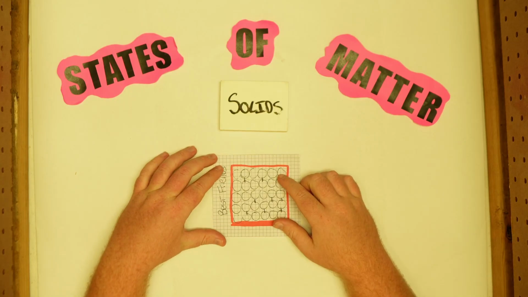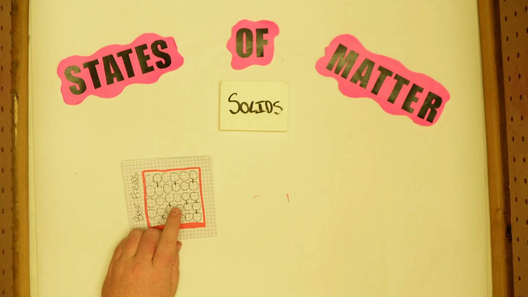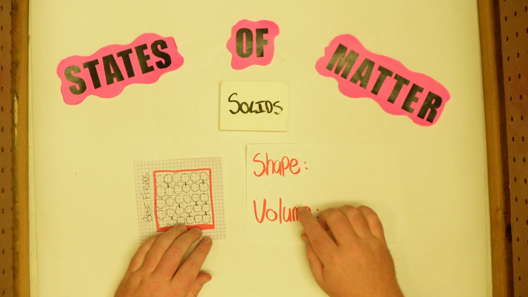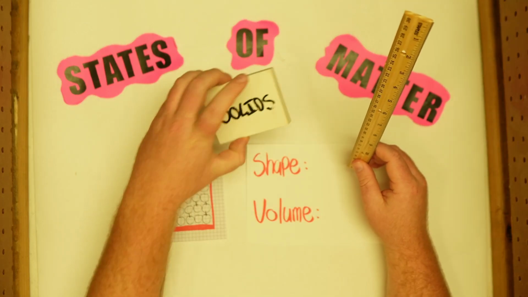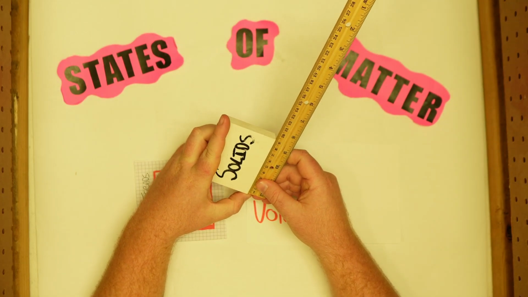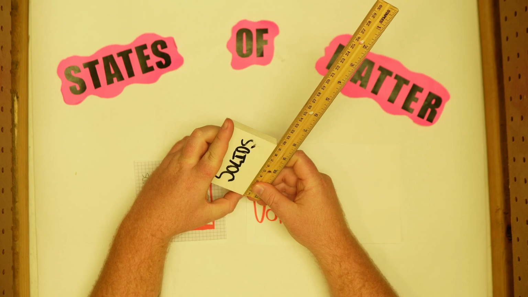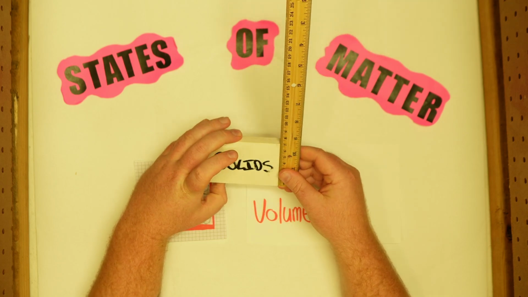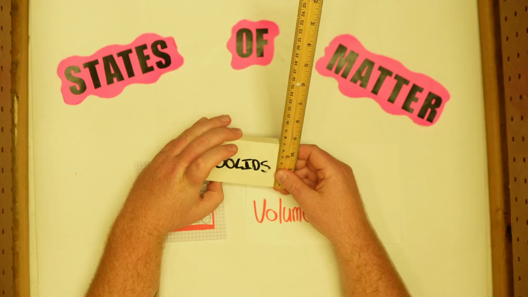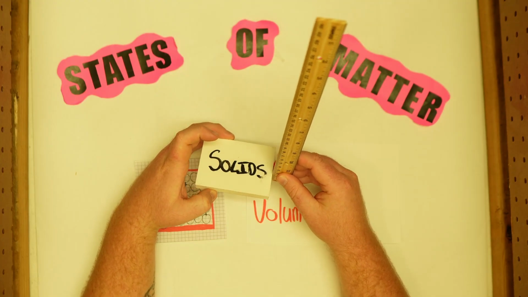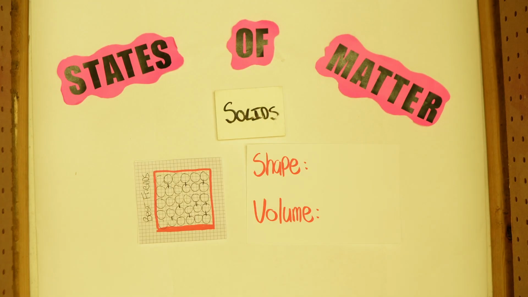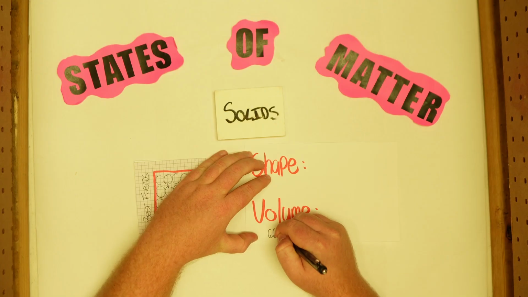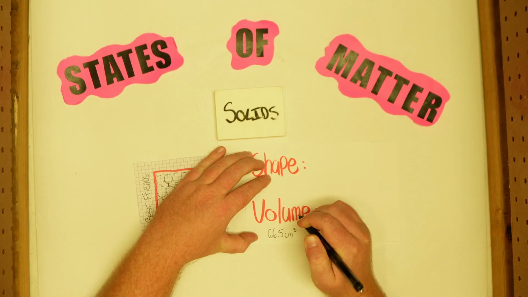Now that we know that the particles of a solid are tightly packed together, let's take a look at how this impacts the shape and the volume of a solid. If I were to find the volume of a solid, I would need to do some quick math, some quick measurements. To do this, let's first find the length of this solid. Doing that, we get a measurement of about 9.5 centimeters. The width of this solid, I'd say, is about 7, and the height of this solid is about 1 centimeter. So if we do length times width times height, we get a volume of 66.5 cubic centimeters.